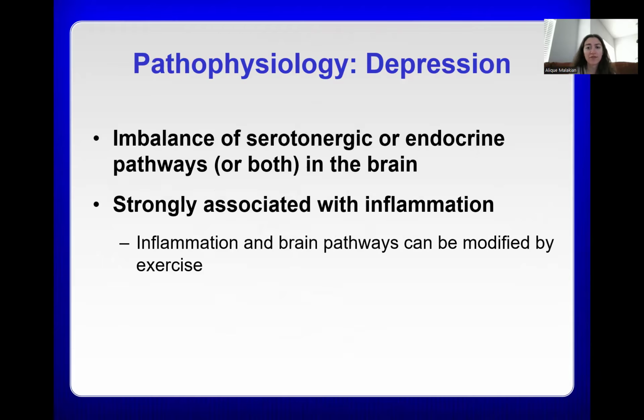So, what is the pathophysiology of it? Well, we've heard it's something like a chemical imbalance, and that's relatively what the issue is. So, there's an imbalance of serotonergic or endocrine pathways, or both, in the brain. And research is actually also saying that it's strongly associated with inflammation. And here's where exercise can come in handy. Inflammation and brain pathways can be modified by exercise.